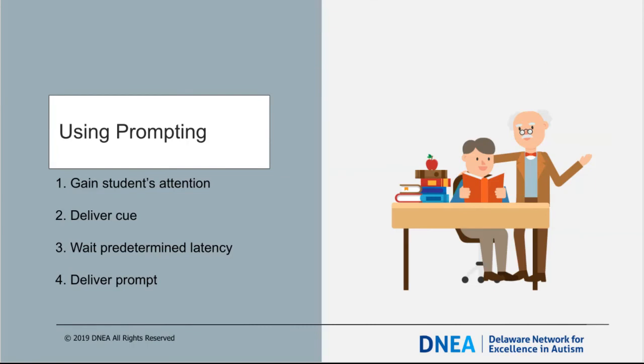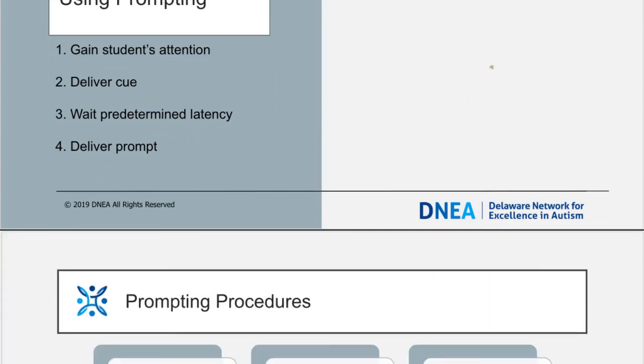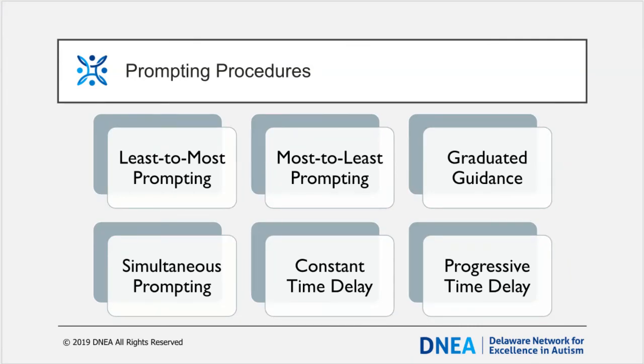When using a prompt, begin by gaining the person's attention. Next, deliver the cue you selected to initiate the target behavior. It is important to wait a predetermined latency to allow the person time to process and respond to the cue before delivering a prompt for non-response or an incorrect response. There are 6 different procedures for systematically introducing and fading prompts. You can find separate tutorials for each prompting procedure on the DNEA website.